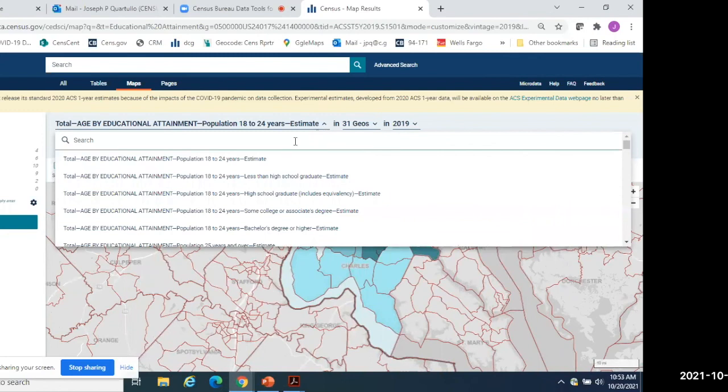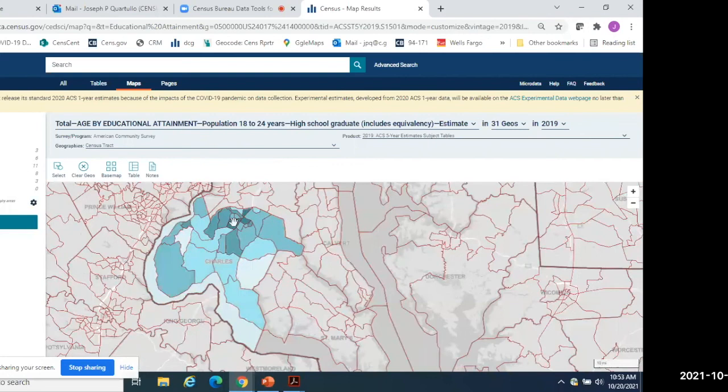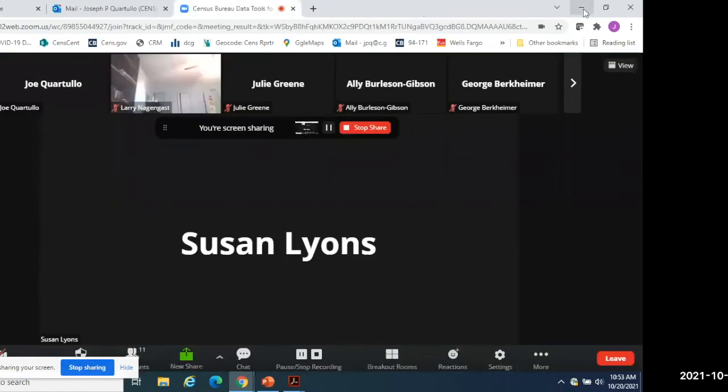And again, I wanted the educational attainment 18 to 24 that are high school graduates. So this is the data I'm going to select. Here's my legend. And we could see that the darkest tracts here in the county have this number of people, 18 to 24, with a high school diploma or equivalency. And the lighter tracts here in Calvert County have the fewest number of people with the high school diploma or equivalency. So that's just another feature that you could do in data.census.gov.